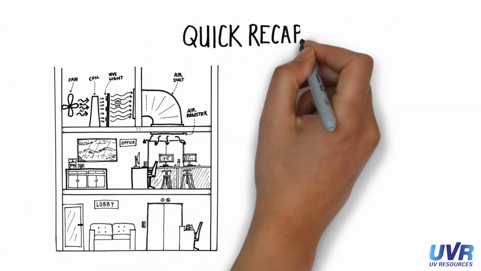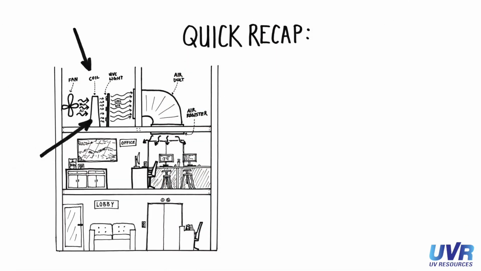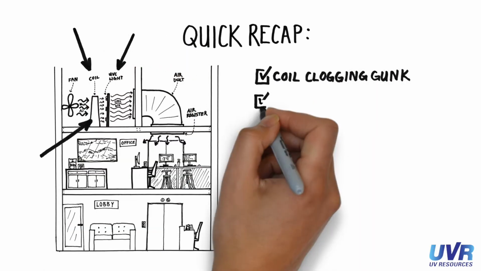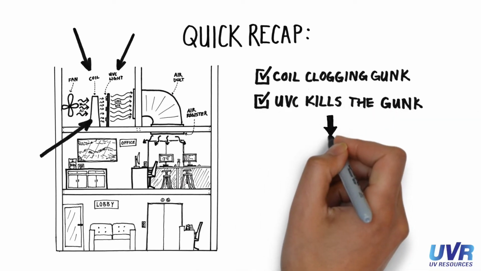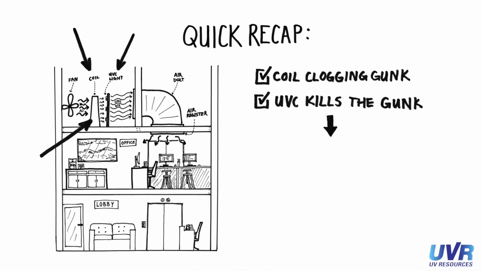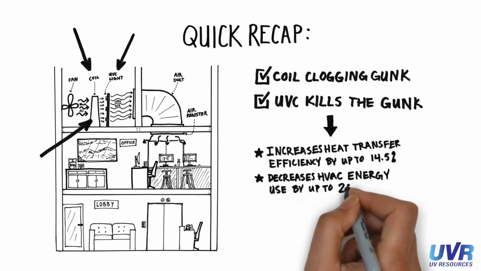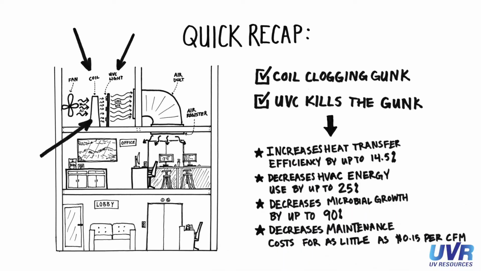Okay, quick recap. Damp, dark spaces breed coil-clogging gunk, restricting air and heat transfer. If UVC light is installed, it kills the gunk, cleans the coils, and restores system efficiency. Costs decrease and air quality is restored. The occupants are happy and the bottom line is happy.